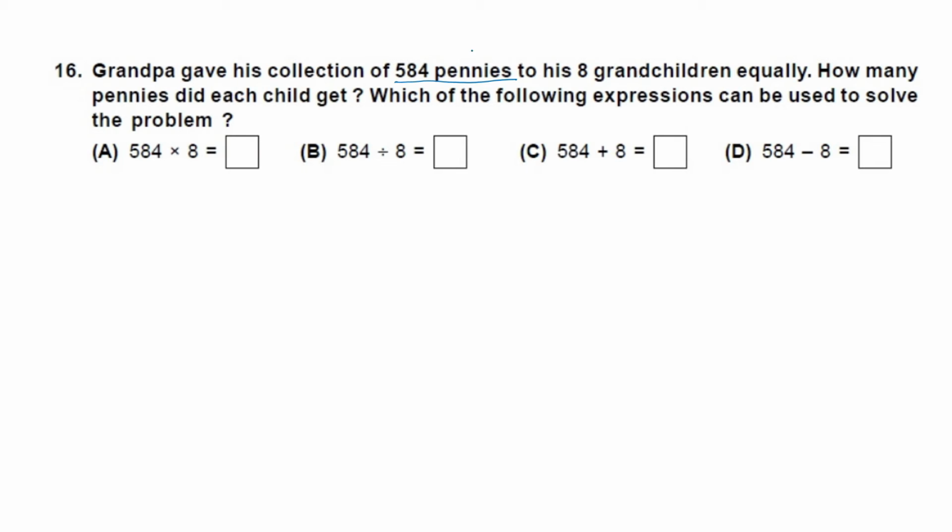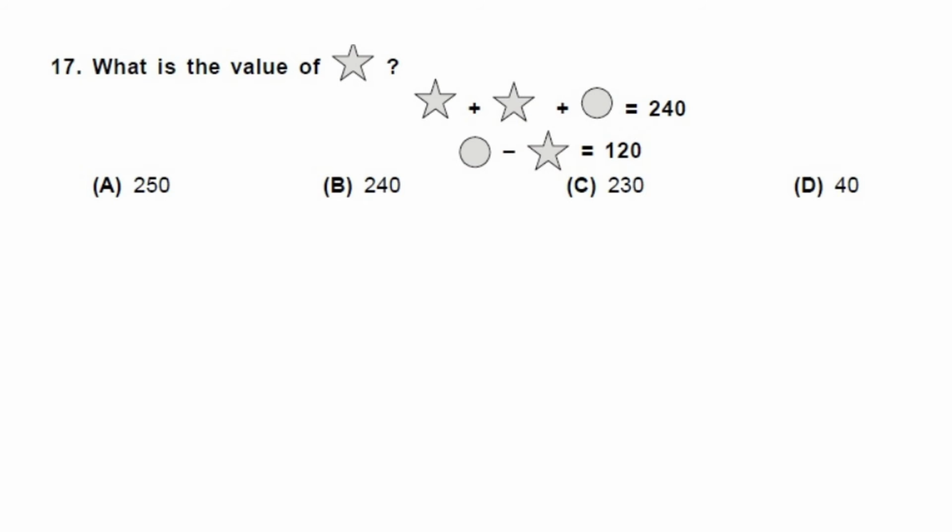Well, 584 pennies given to 8 grandchildren equally is 584 divided by 8. So, B is your right answer. Don't start solving it. Just look at the question and the options and choose the right answer. Next question. What is the value of star in this expression? Your time starts now.